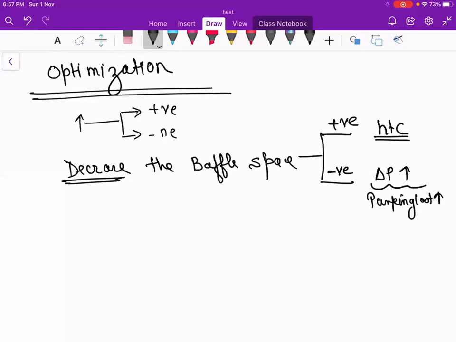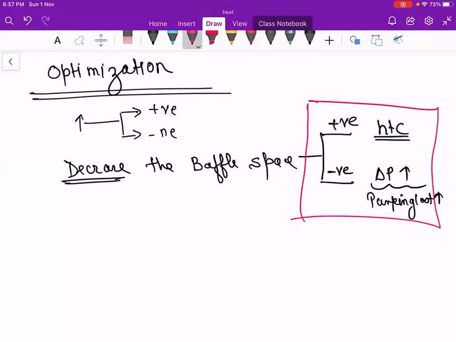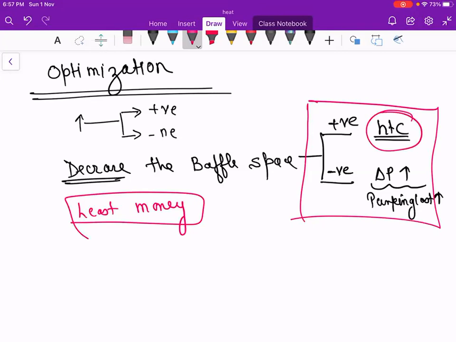So if you see this point, we have to optimize this, because ultimately what we want is the least money. Our aim is not increasing the heat transfer coefficient or decreasing or increasing the pumping cost. Why are we going to increase the heat transfer coefficient? Because we will be getting more money. Why do we want to decrease the pressure drop? Because we will save electricity. So what is our ultimate aim? The ultimate aim is to save money.